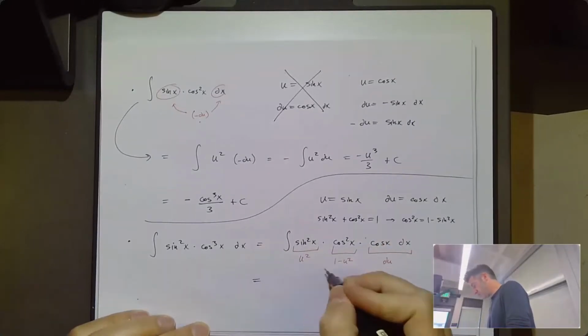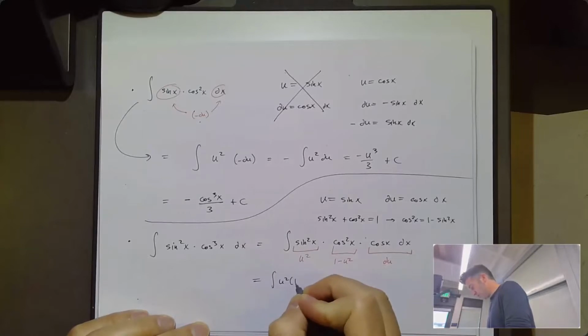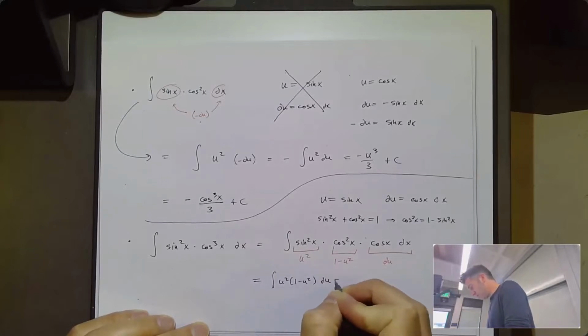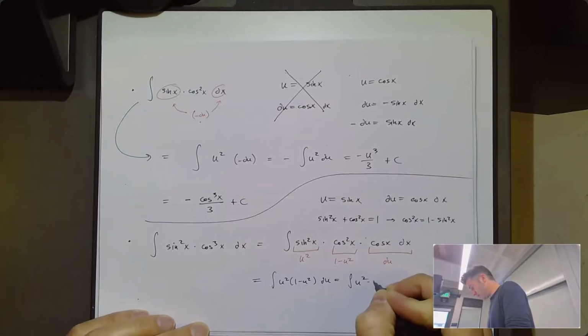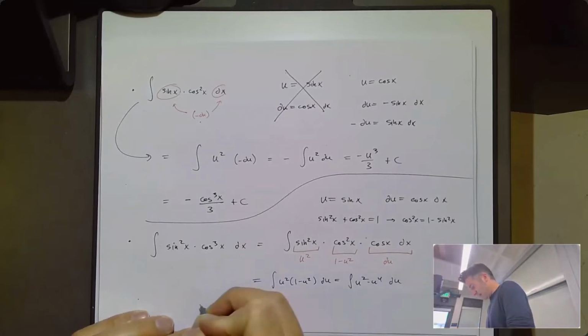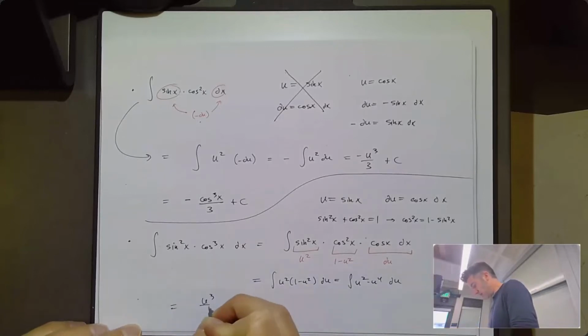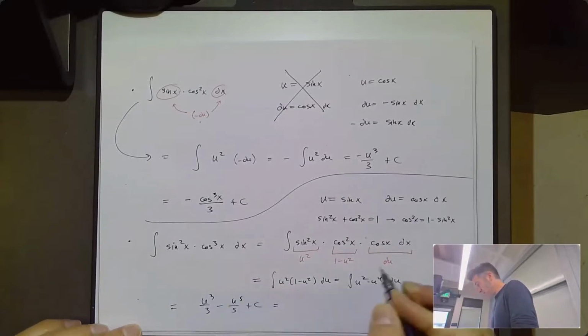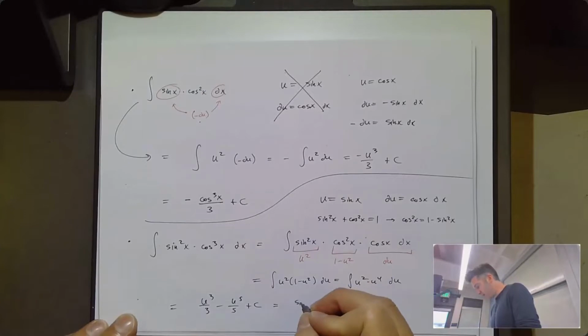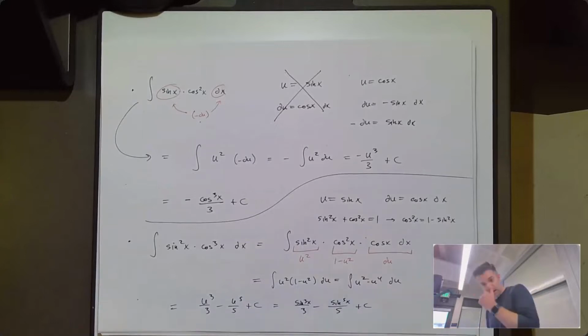We distribute the u squared to the 1 minus u squared and get the integral of u squared minus u to the 4th. That's going to be u cubed over 3 minus u to the 5th over 5 plus c. And then we plug back in u equal to sine. We get sine cubed x over 3 minus sine to the 5th x over 5 plus c.